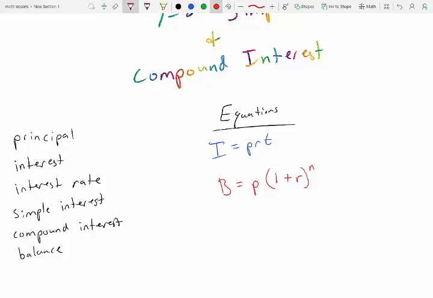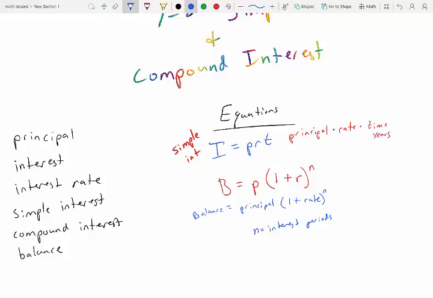And then we have two equations here. Our first one, I equals P times R times T. That is simple interest equals your principal times your rate times time in years. And then our second equation is B, balance, equals our principal, and then 1 plus our rate, and then it's raised to n. N is the number of interest periods. So compound interest will say it's compounded annually, semi-annually, quarterly, monthly, and over how many years.